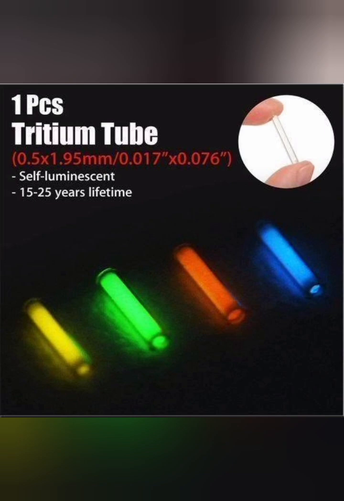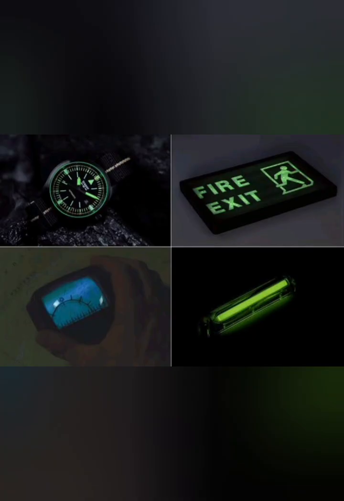Tritium, the atom that glows by itself. Tritium is a radioactive isotope of hydrogen. It releases low-energy beta particles. These beta particles are very weak. They cannot pass through glass or human skin. When tritium gas is sealed inside a glass tube coated with a phosphor material, the beta particles strike the phosphor and make it glow continuously.